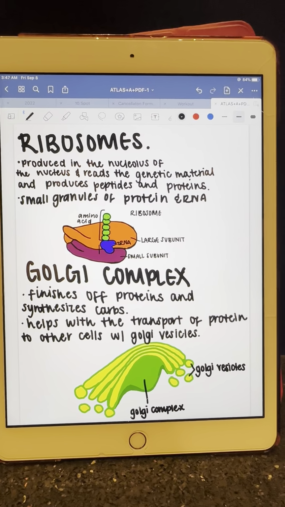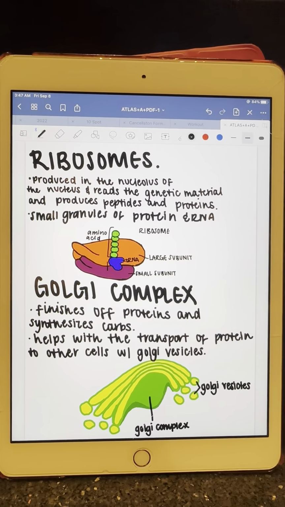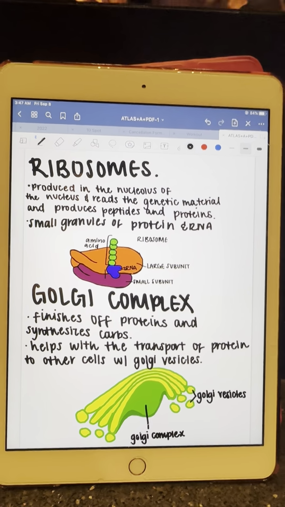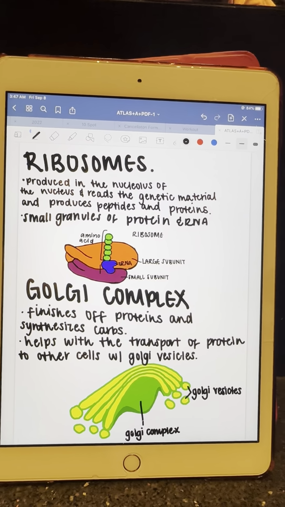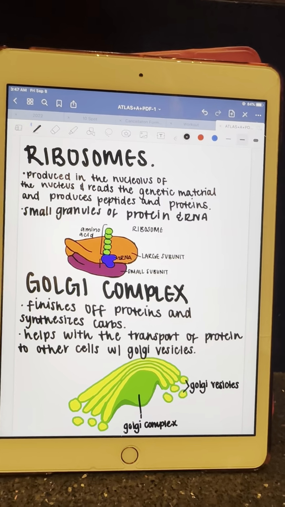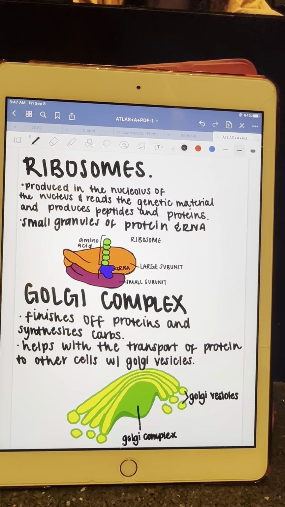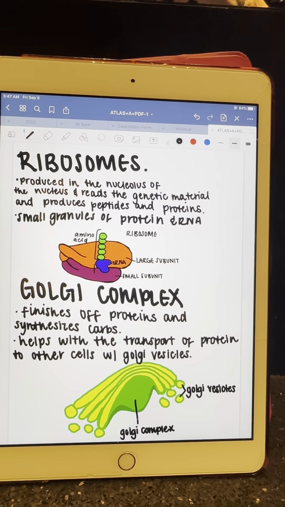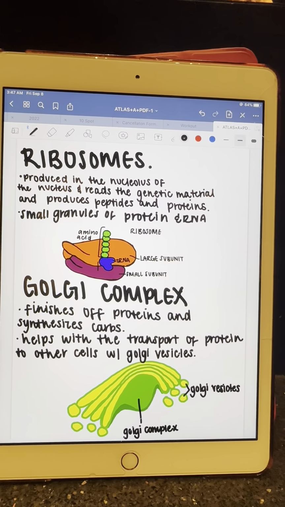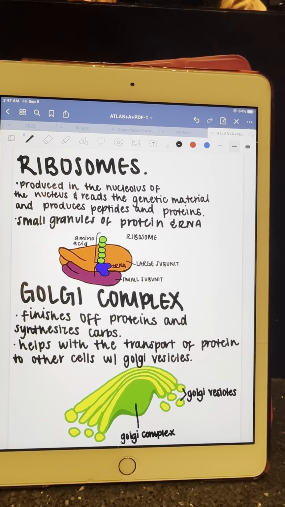Ribosomes are what's produced in the nucleus, and then they are passed on to the endoplasmic reticulum. They contain and read genetic material and produce peptides and proteins. They contain small granules of protein and RNA.